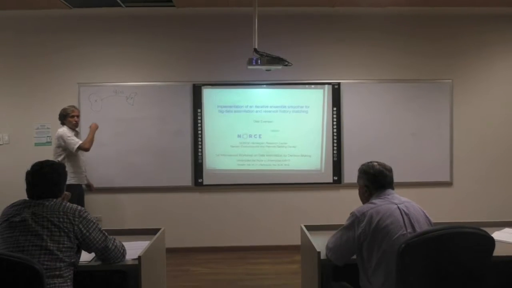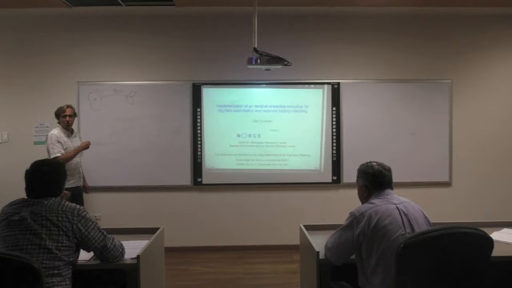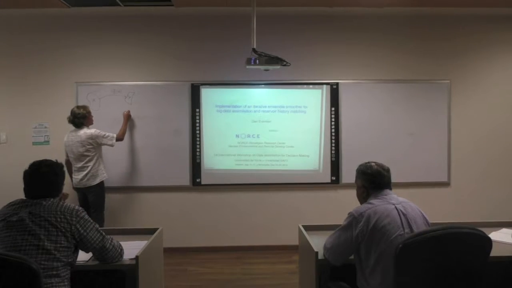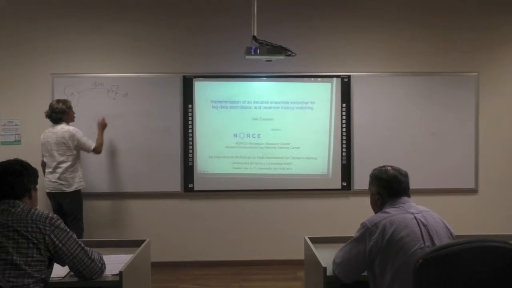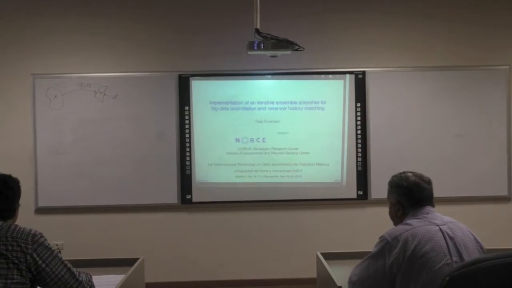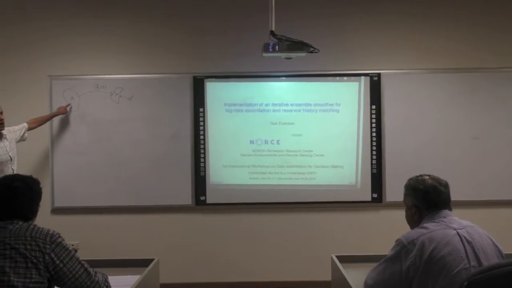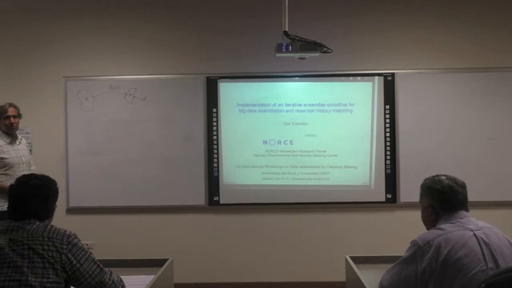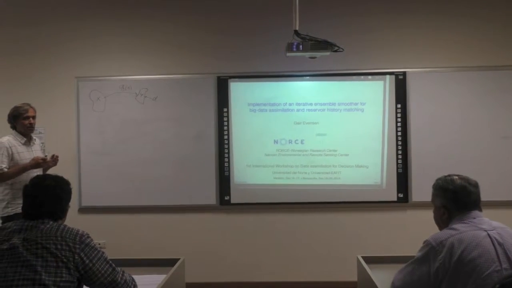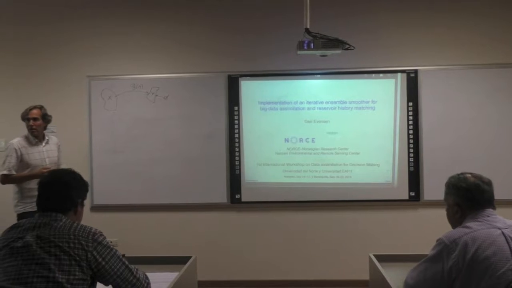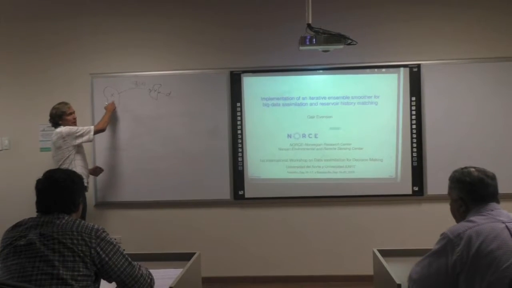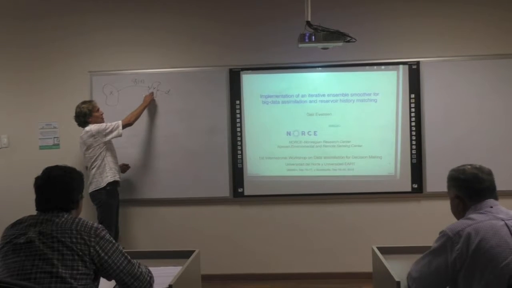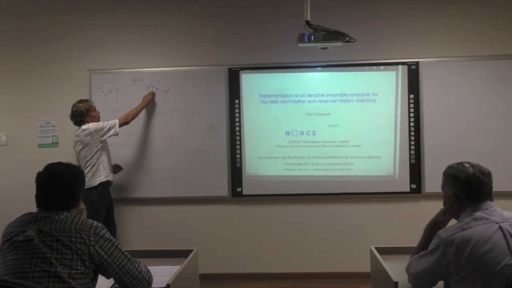This I can observe, so I collect measurements. I call them D that measures this Y. And then I want to find X. This is the classical inverse problem. How to estimate X given this nonlinear function of X that gives you Y that you observe.